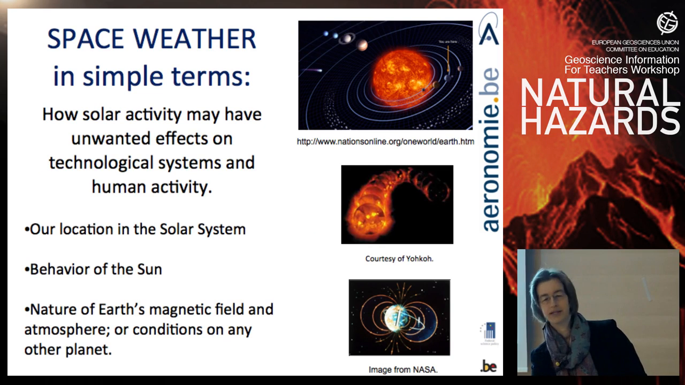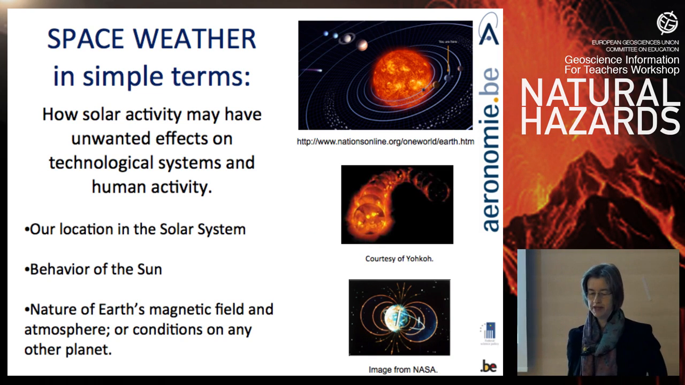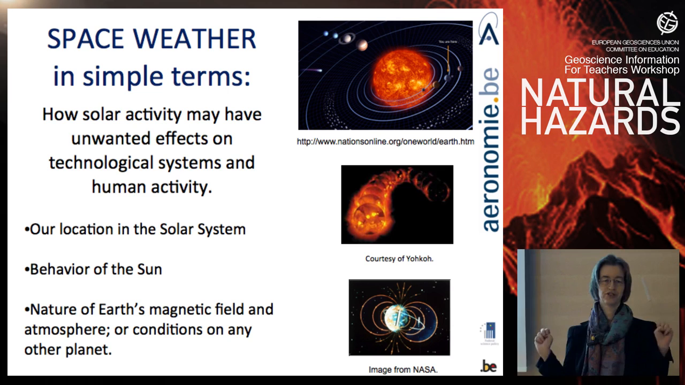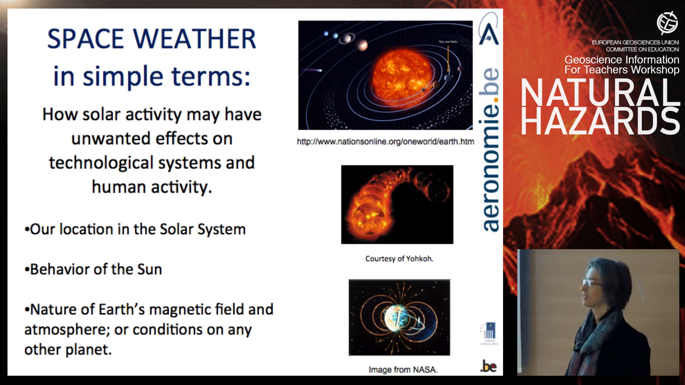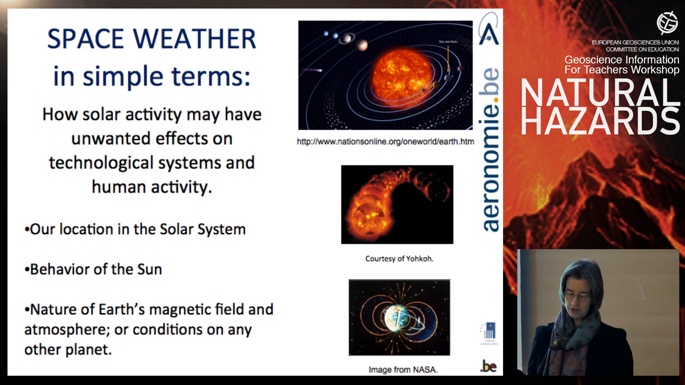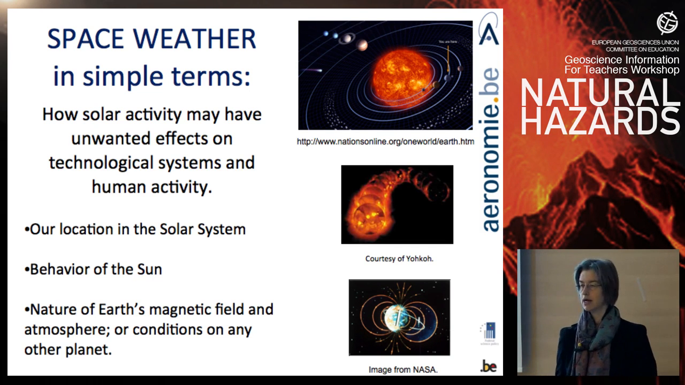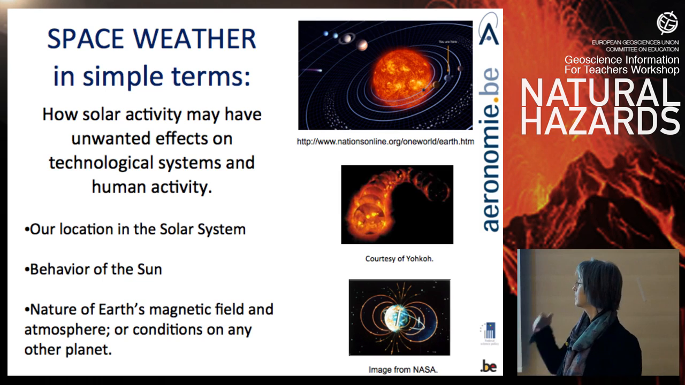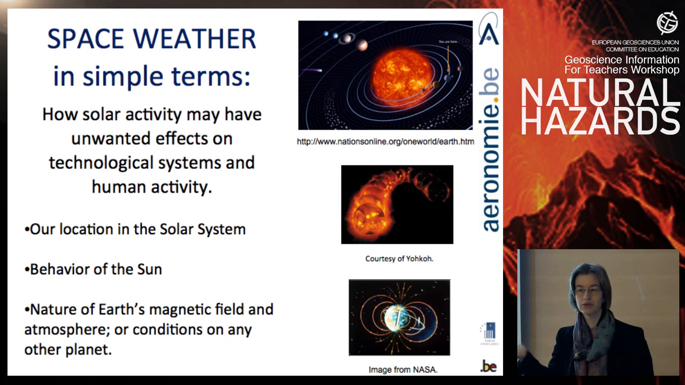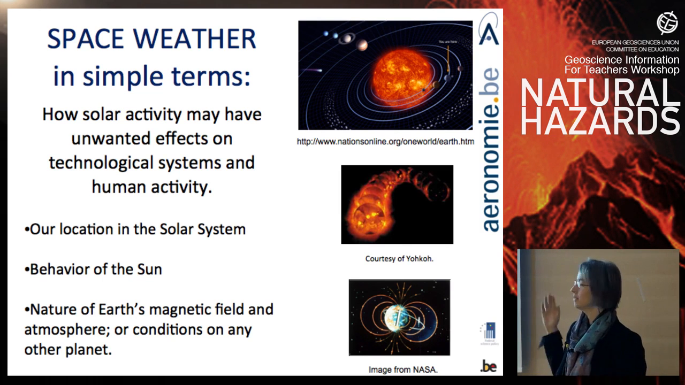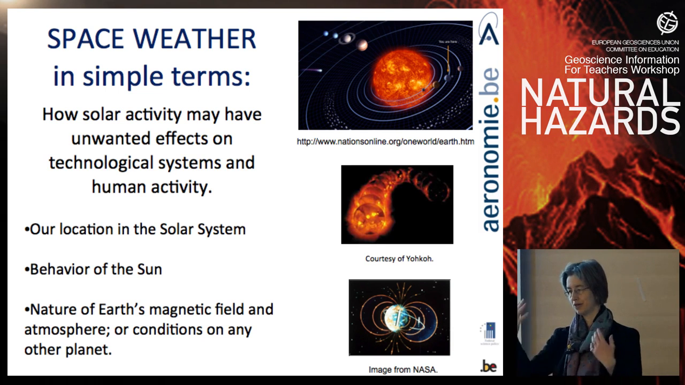So first, what is space weather? Basically, there are many official definitions of space weather, but again, I like to keep things simple. So space weather is basically how solar activity may have unwanted effects on technical systems, and that can be in space and even down on the ground. Here are some examples. And human activity, and this is mainly, of course, astronauts and cosmonauts going out to space.